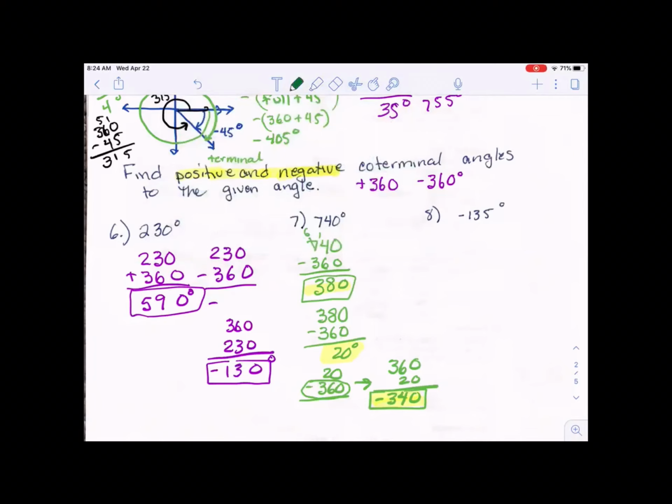Now I have this negative 135 degrees. It's different, but it's still the same technique. We're going to either add 360 or subtract 360 repeatedly until we get a positive and a negative. We start with a negative. If I have a negative 135 and I add 360, that's just a weird setup right there. So I'm going to switch it over. I'm going to go 360 minus our 135, and I've got a 225-degree angle.